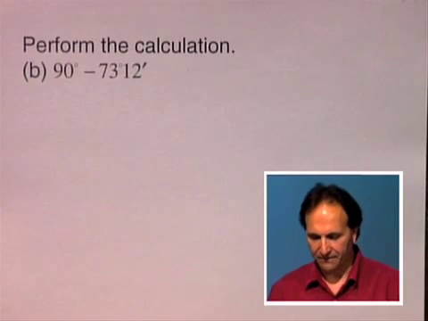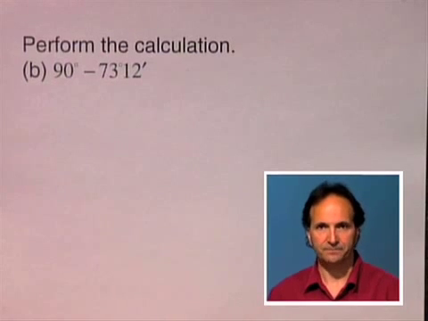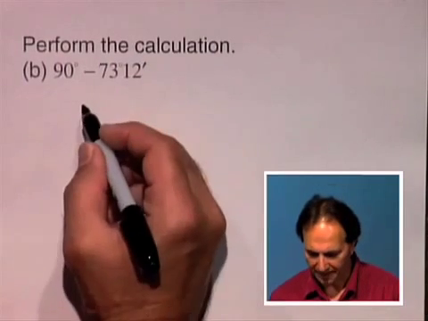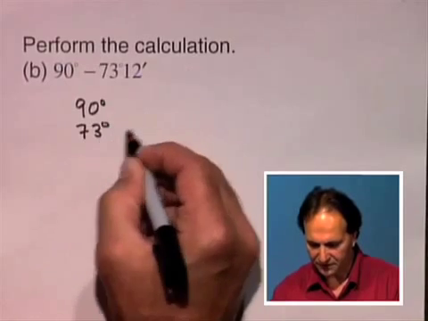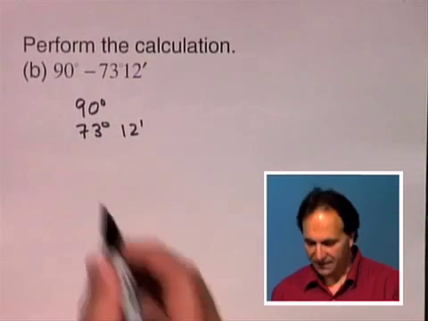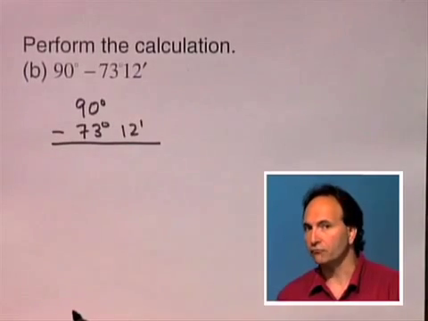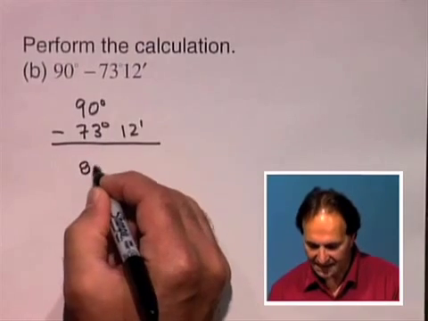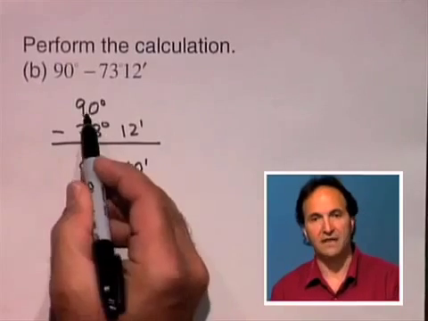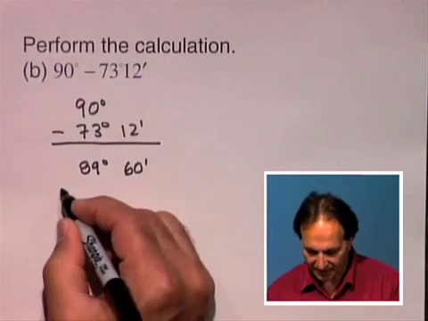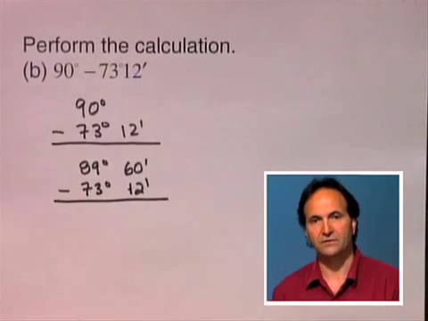Perform the calculation. 90 degrees minus 73 degrees, 12 minutes. If we set this up in a vertical format, we would have 90 degrees and then 73 degrees, 12 minutes. And what that tells us when we want to do the subtraction is we're going to have to borrow. So we're going to rewrite this as 89 degrees, 60 minutes. That's the equivalent of 90 degrees.